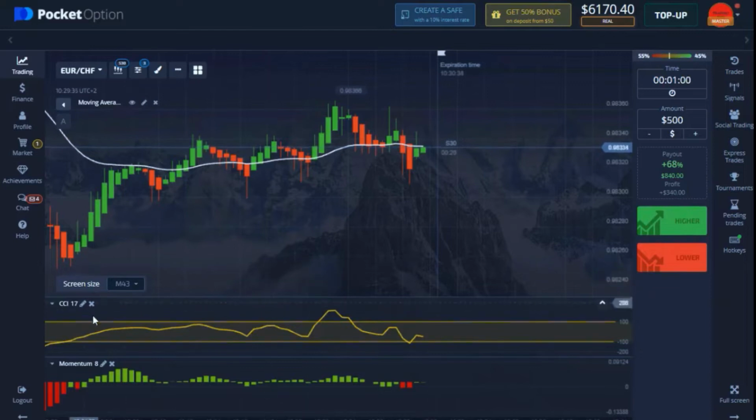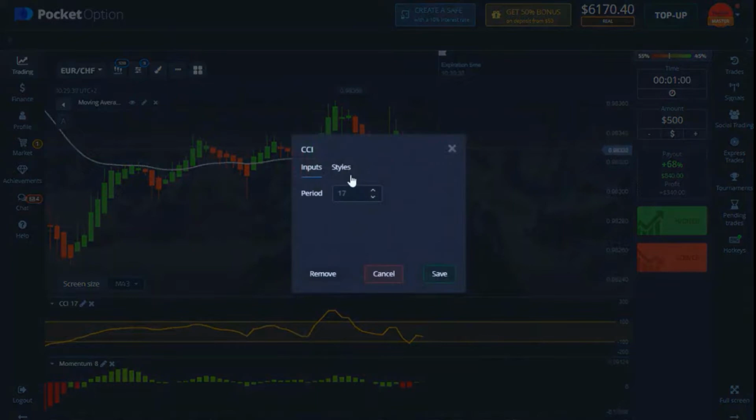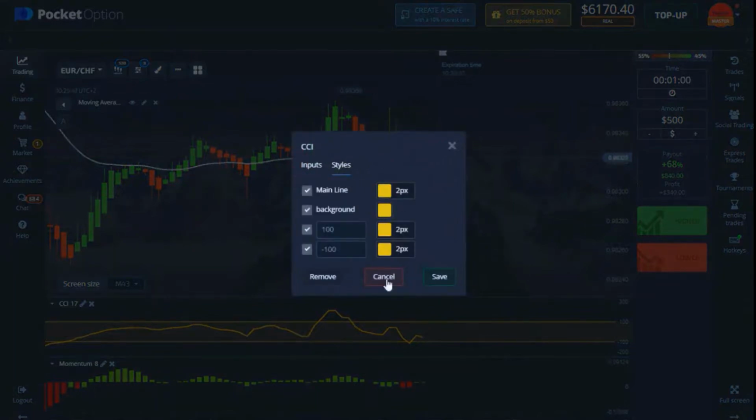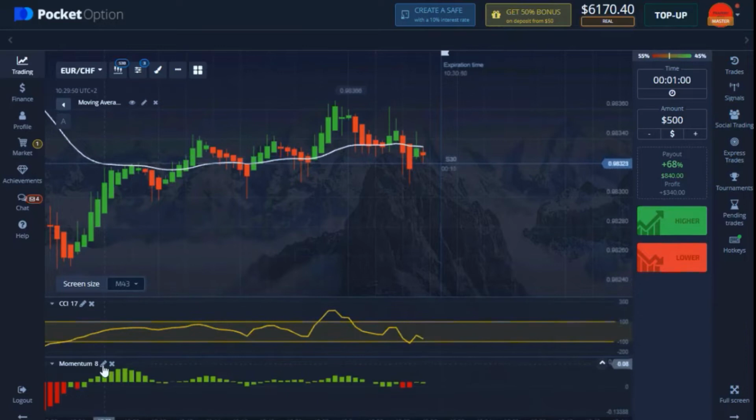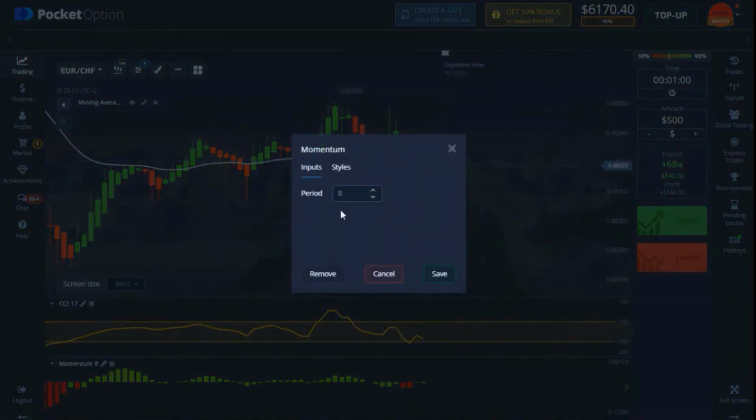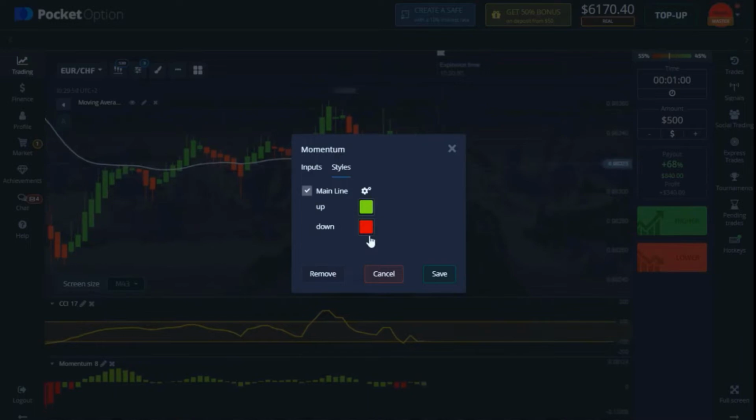The second indicator we're using is the CCI with a period of 17. The style was a default setting, so all you have to do is take the line. That's pretty much all you have to do here, and when you're done, you hit save. The last indicator is momentum, and the period on the input is 8. On the style part, just leave it as default. The up should be green, while the down should be red. When you're done, you hit save.